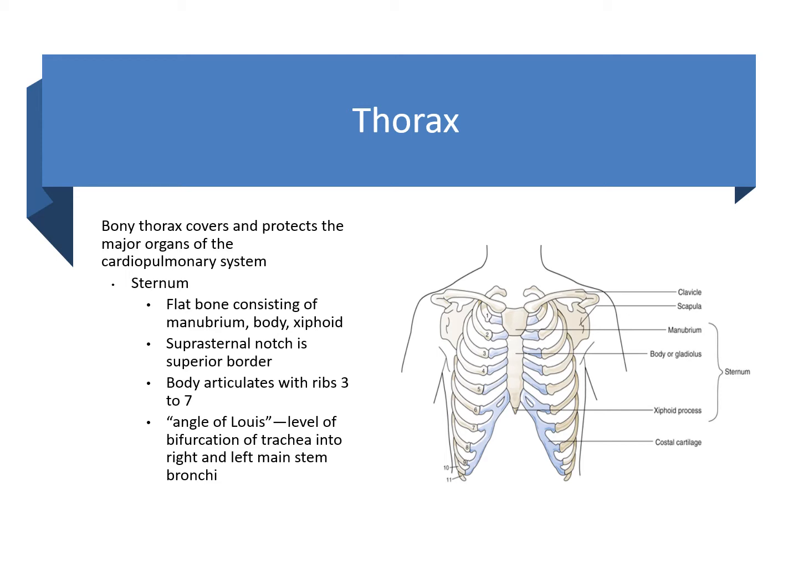So the skeletal boundaries of the thorax are the 12 thoracic vertebrae dorsally, the ribs laterally, and the sternum ventrally. So now we're going to get into talking a little more about the sternum, and we're going to break it up into the three different segments. The sternum is also known as the breastbone. It's a flat bone with three major parts.